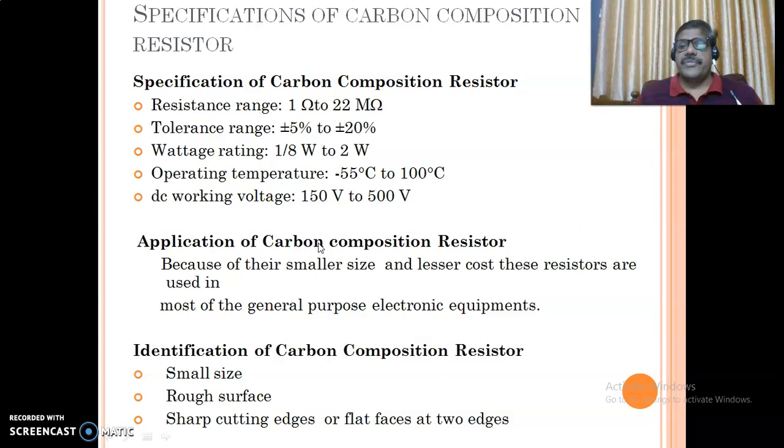Application of carbon composition resistor: because of their small size and lesser cost, these resistors are used in most general purpose electrical or electronic equipment. Identification of carbon composition resistor: they are small in size, having a rough surface and sharp cutting edges or flat faces at the two ends.